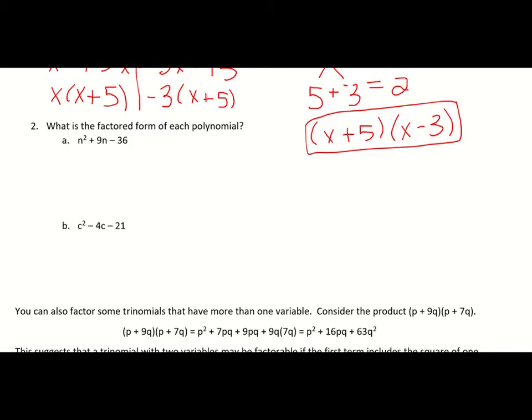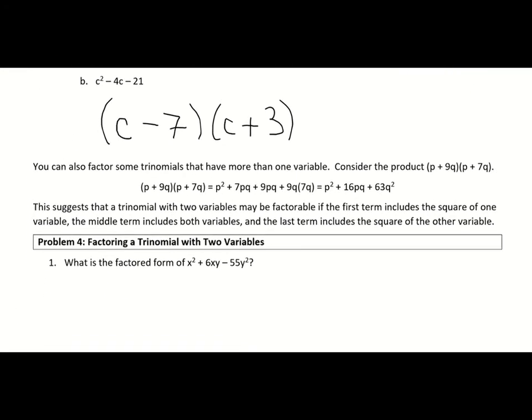So now let's take a look at one more type of problem that involves two variables. So let's go down to problem 4, factoring the trinomial with two variables. So what we're going to do is the same process we have been doing. We're going to multiply the number in front of x squared with the number at the end that would be in front of the other variable squared. So in this case, we're going to multiply 1 with negative 55. So 1 times negative 55 is negative 55.